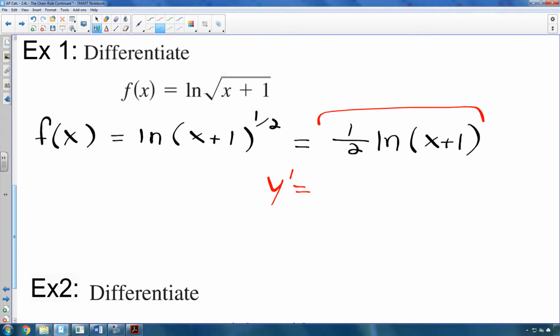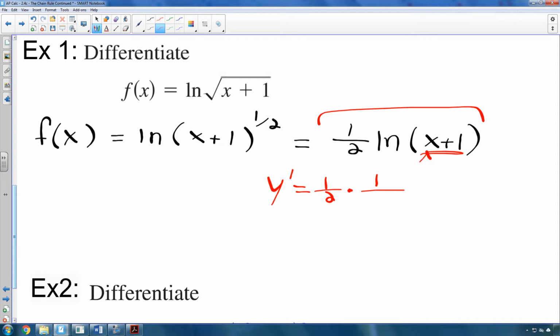Well, the 1/2 just stays. And ln, you've probably learned a trick about that. You write 1 over whatever's on the inside, and you multiply by the derivative of what's on the inside. When I say inside, I mean x plus 1. But really what you can do is just do the derivative of that red thing, 1, because the derivative of x plus 1 is 1, over x plus 1.